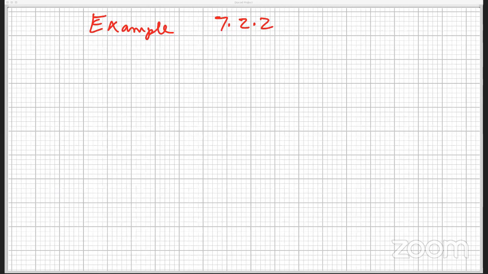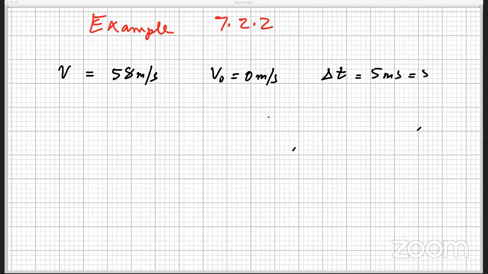Okay, so here we want to find the average force. We know that the speed of the ball is 58 meters per second. The ball started from rest, but after being hit, it acquired the speed of 58 meters per second. So the initial velocity is 0. And we know that the collision time between the racket and the ball is 5 milliseconds. That's 5 times 10 to the minus 3 seconds. Milli means 10 to the minus 3. And the question says, find the average force, or the net force.